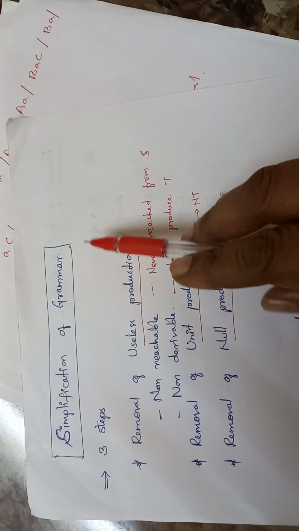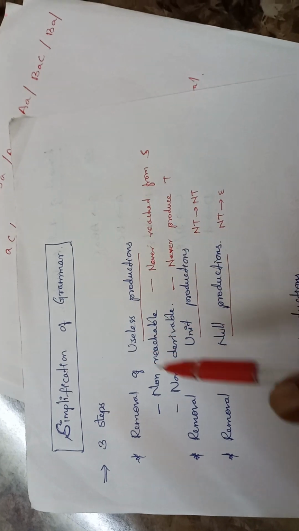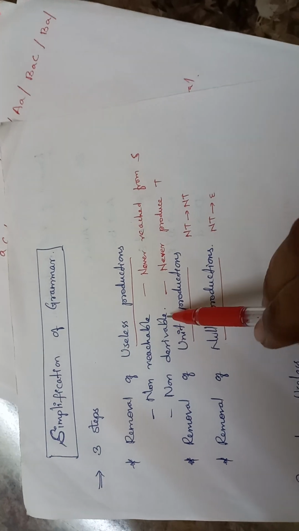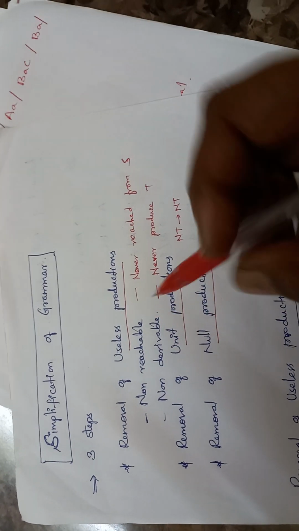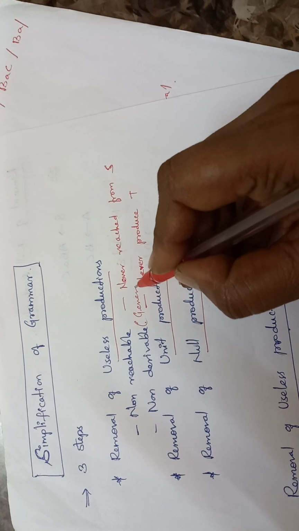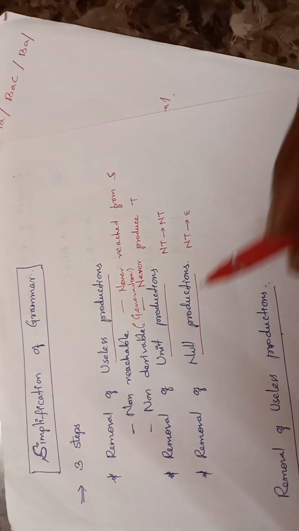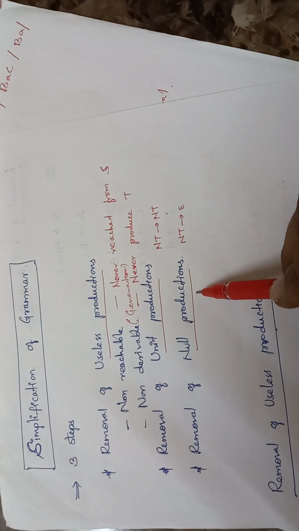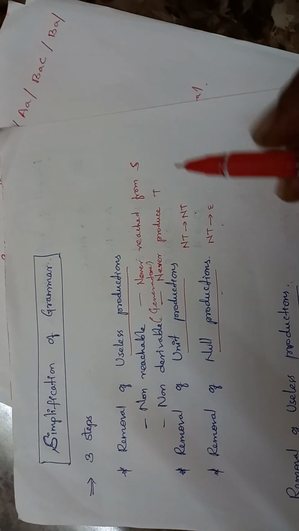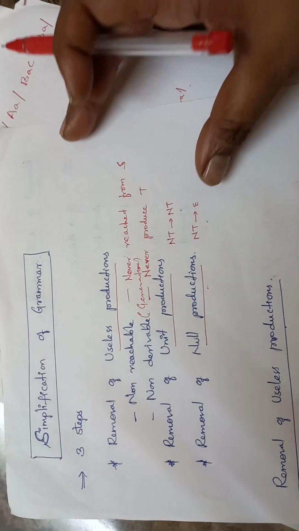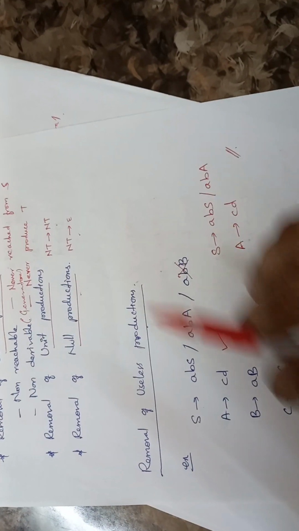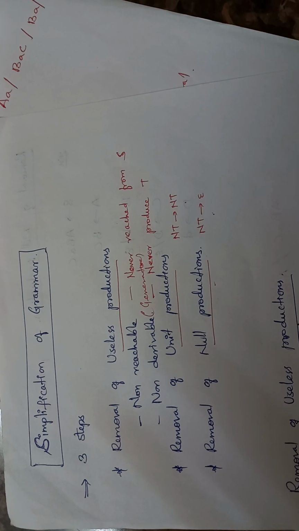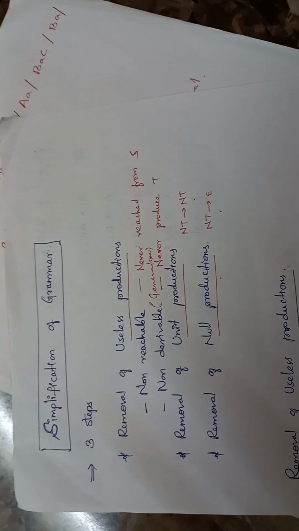Simplification of the grammar consists of 3 steps. Removal of useless production, and useless production means non-reachable and non-derivable. You can also write it as non-generative. Then removal of unit production and the definition for unit production, and removal of null production and the definition of null production. So this is the procedure, the theory part. When you perform it, you have to explain how it is being simplified, and only then give the answer. So this is the procedure to be adopted. Fine. Thank you.